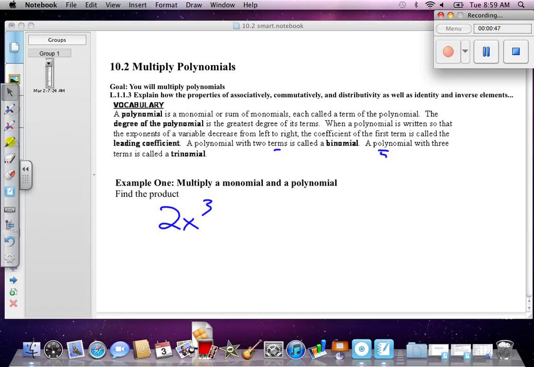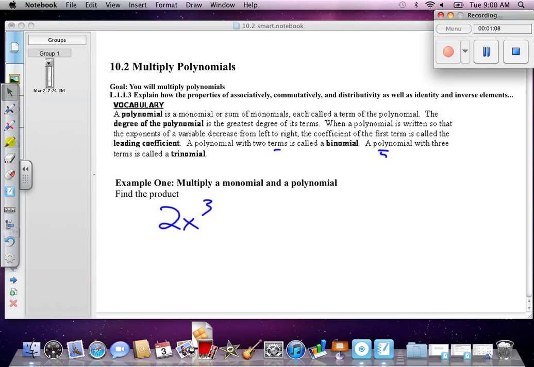We are going to go over different ways of multiplying polynomials. First, we're going to multiply a monomial by a polynomial. Then we're going to multiply polynomials using tables. Then we're going to do it vertically, then horizontally, then FOIL. So those are the different ways of doing it.